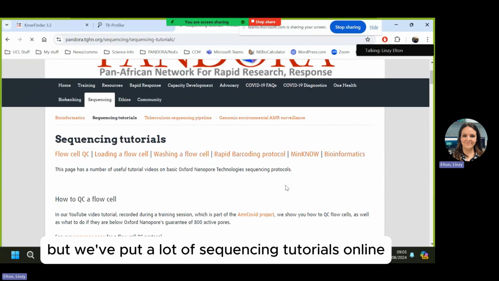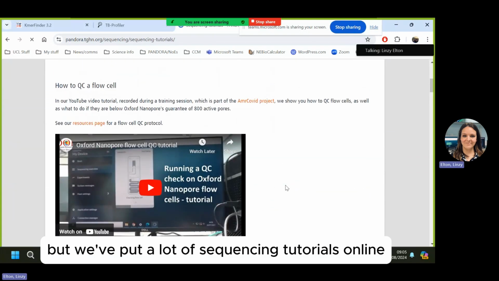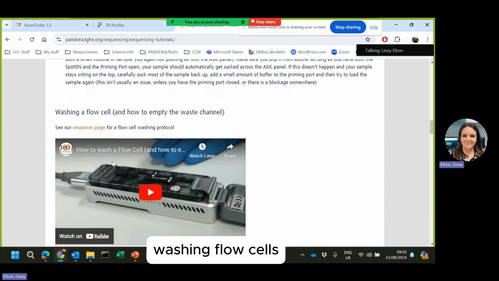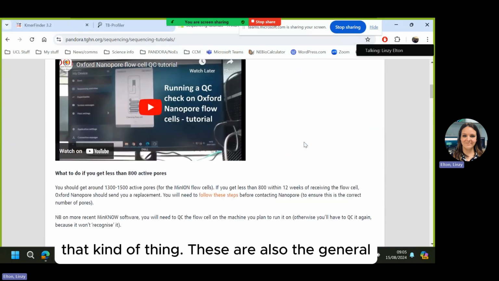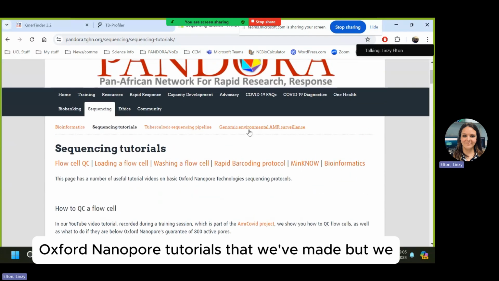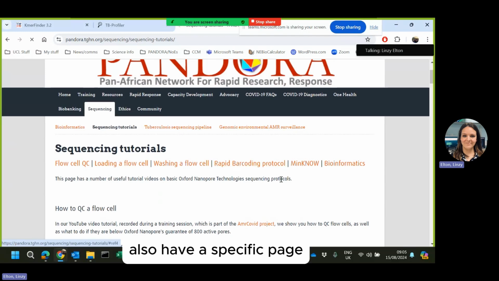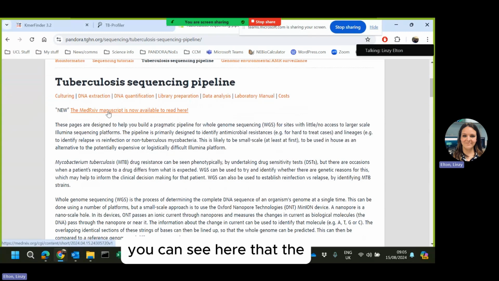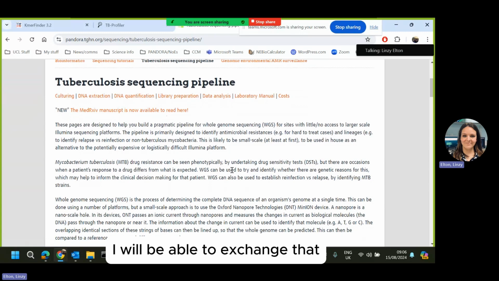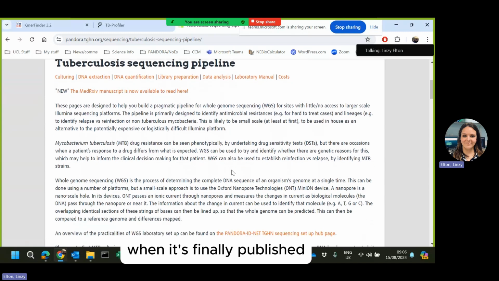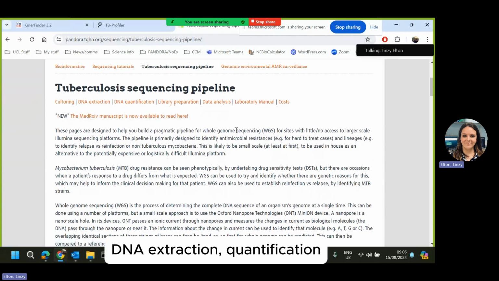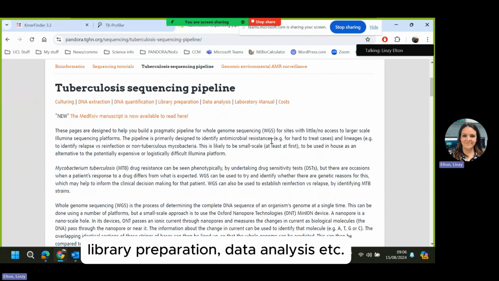People might have been on these before, but we've put a lot of sequencing tutorials online: how to QC a flow cell, loading flow cells, washing flow cells, that kind of thing. These are all general Oxford Nanopore tutorials that we've made, but we also have a specific page for the tuberculosis sequencing pipeline, which is what I've just explained. You can see that there's a link to the medRxiv paper there. Hopefully I will be able to exchange that for the actual peer-reviewed one when it's finally published. There are various different pages on culturing, DNA extraction, quantification, library preparation, data analysis, etc.